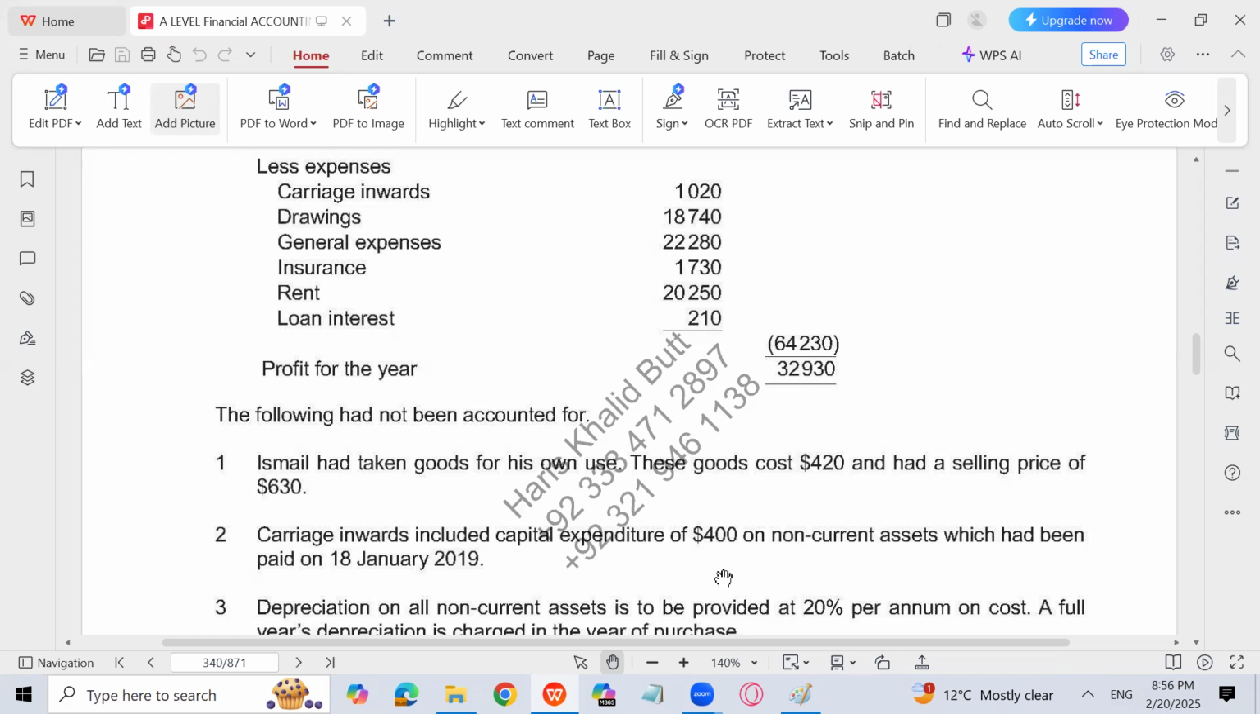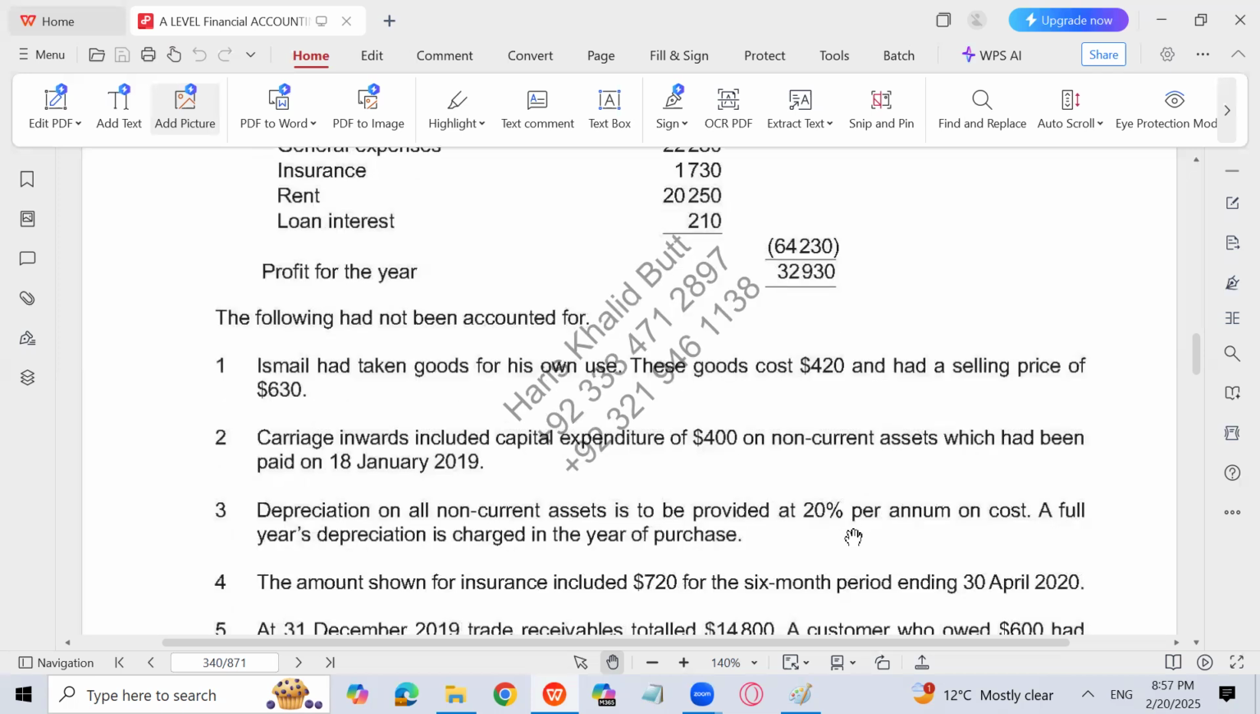Carriage inward included capital expenditure of 400 on non-current asset, which had been paid on 18 January 2019. So this carriage inward of 1,020 includes an amount of 400, which is capital expenditure, meaning it is a non-current asset. It means that carriage inward is 620. 400 should be added in non-current assets, and after adding 400, we will calculate depreciation on non-current assets, which is not yet charged, at the rate of 20% per annum. A full year depreciation is charged in the year of purchase.